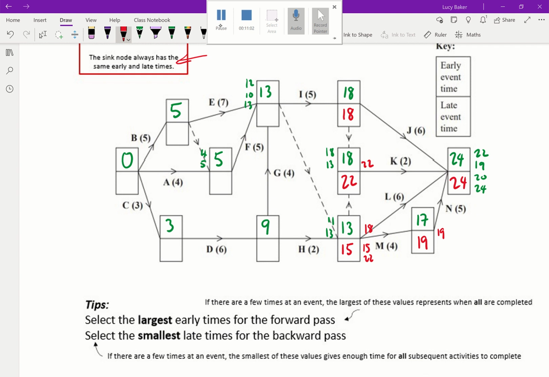Okay, let's continue then. So let's go from this event 13:15 then, let's go back along H. So we could get to this one in 15 minus 2, so in 13, but actually I need to fill in this event first, because there's another path going up the dummy and down G as well. So let's fill in this box. 18 minus 5 is going to be 13.